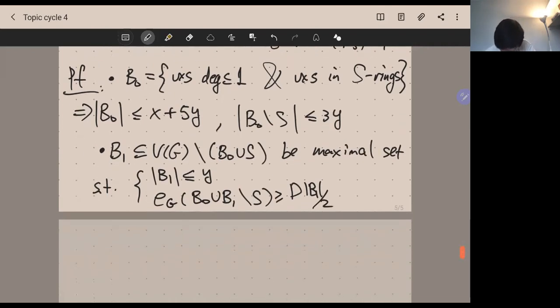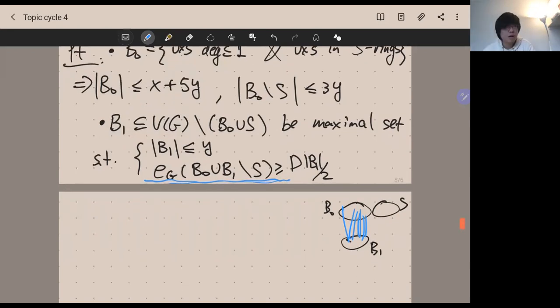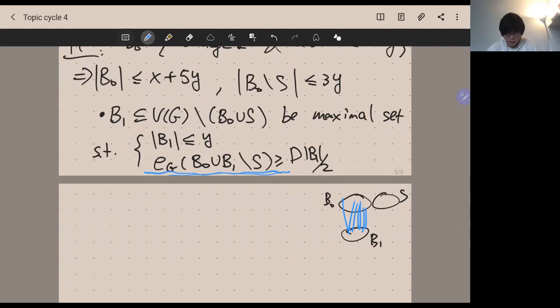So let me draw a tiny picture here. We have B0 and B1. So you see here, this means that it sends too many edges, right, to B0. So the number is quite large, at least B1 times some D over 2. It sends too many edges. So by removing B1, hopefully all the remaining vertices don't send too many edges to B0. So all the remaining large vertices are still large vertices.